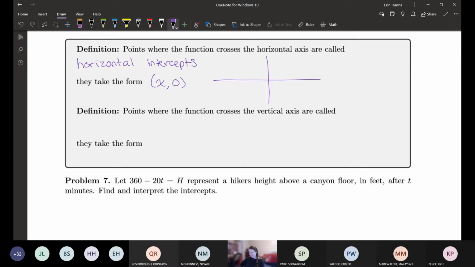Hooray! Okay, cool. So horizontal intercepts. No, you're fine. You're fine. If you can't see something, then I need to fix it.